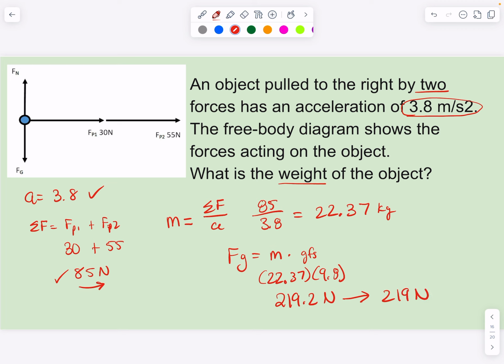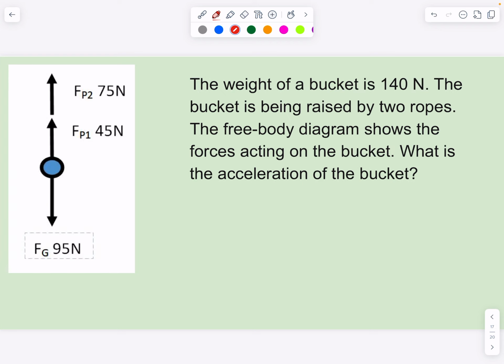So several steps there to get to the weight. Don't just jump in real quick and pick a random force. We had to find the net force working in this direction to use to calculate a mass first. And then once we found the mass, we could use it to find the Fg value. So keep that in mind. There are usually a couple steps here. All right, usually, not always, but usually.